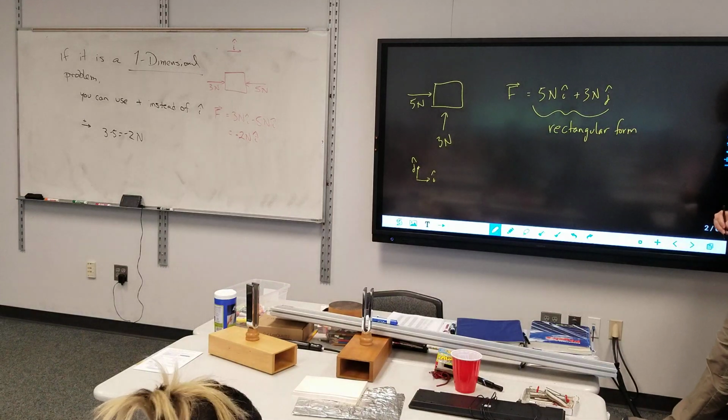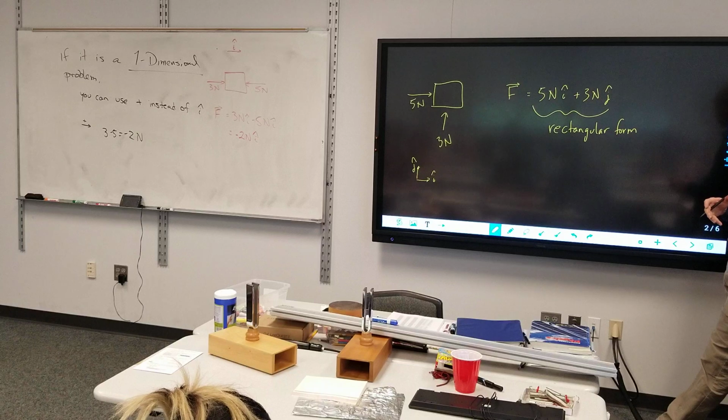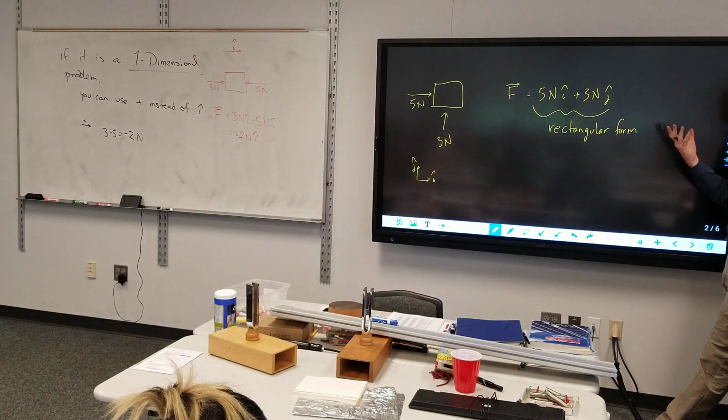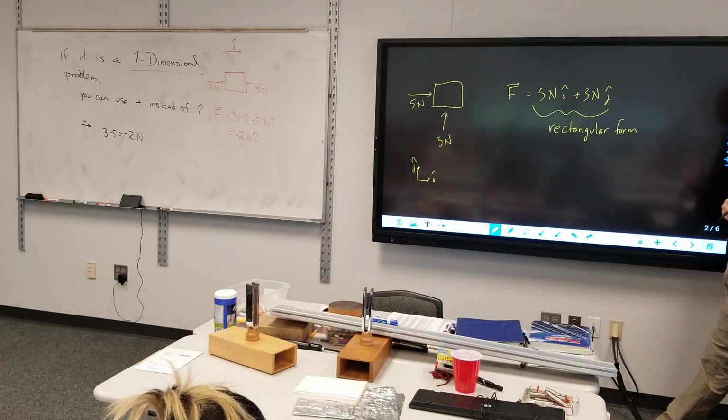But when you get to 2 dimensions, this is why you can't get away with just using a plus sign, because I have 2 different positive directions, and if I just made them both positive, it would look like the answer is 8 newtons, and it's not.